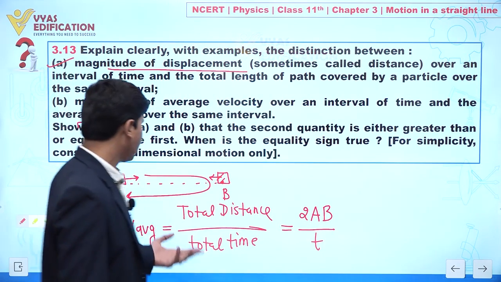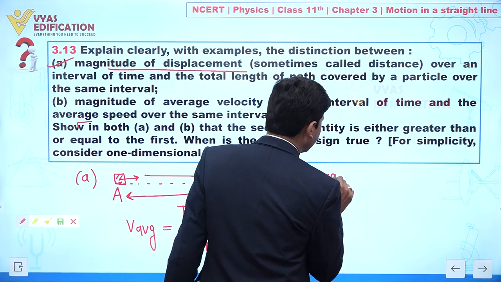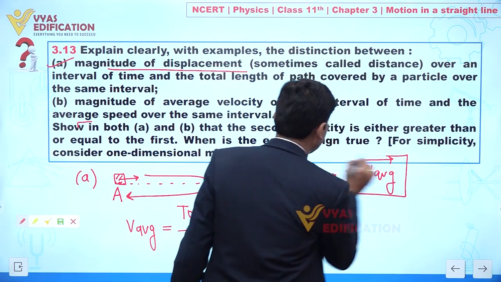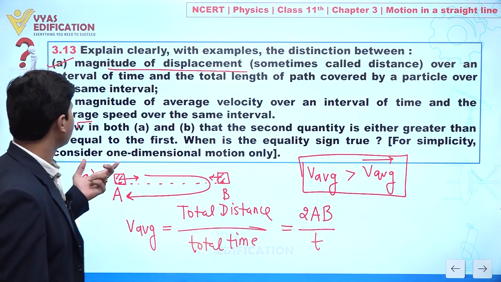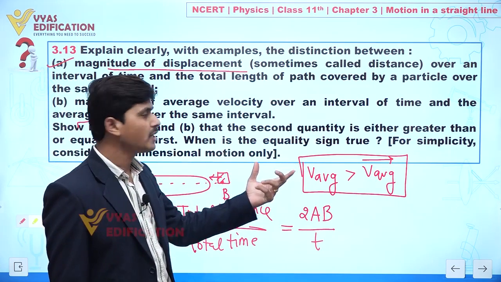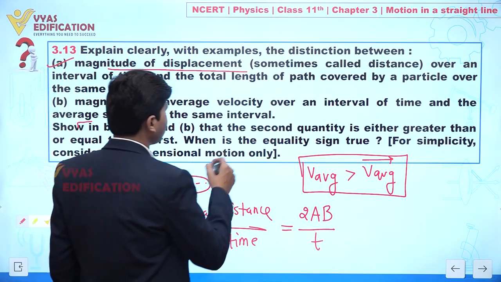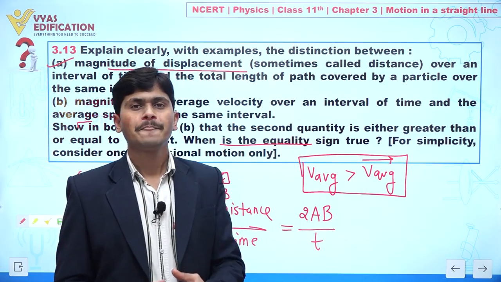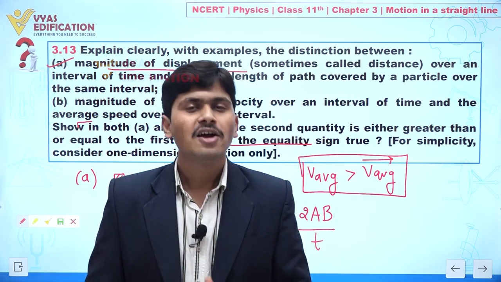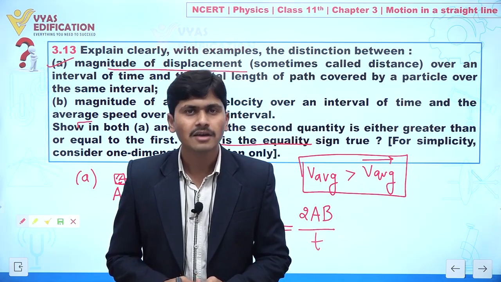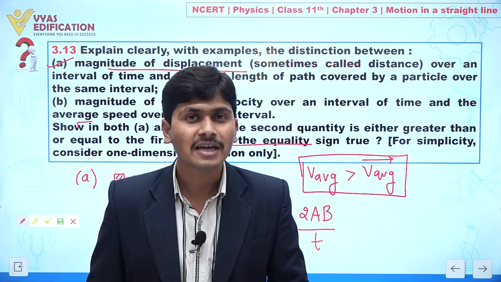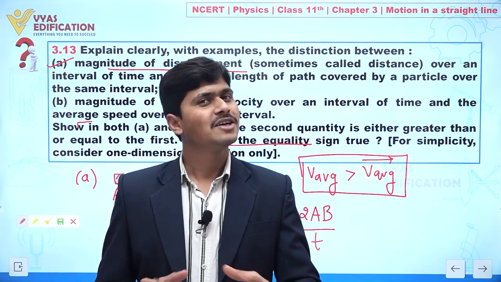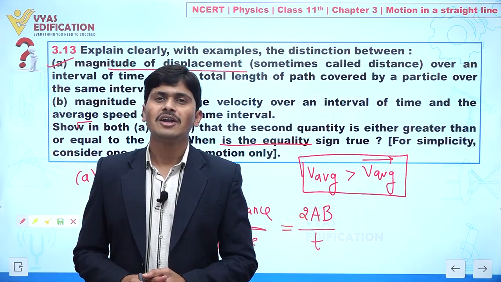Clear? So from here again you can say yes, average speed is greater than average velocity. Yes or no? So definitely it is given here, in both conditions the second quantity is greater than or equal to the first. Okay. When is the equality sign true? When displacement is equal to distance, when a particle is having motion in a straight line and is not taking a U-turn, at that time distance is equal to displacement, and average speed is equal to average velocity. Clear to everyone? So this is all about this question.